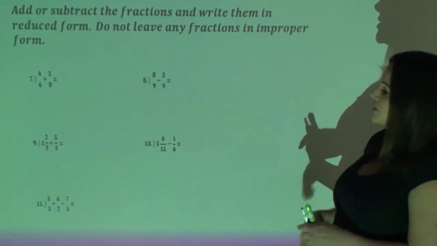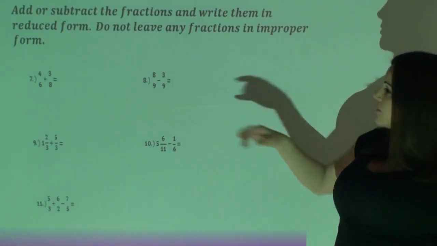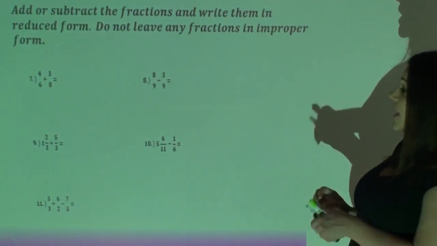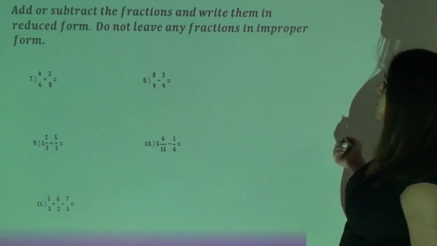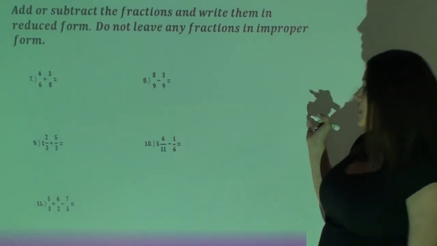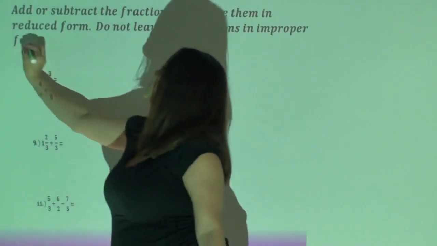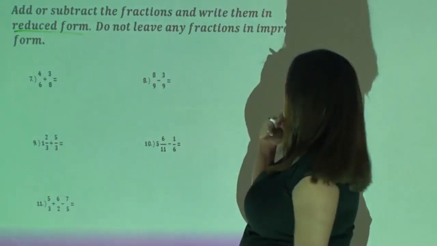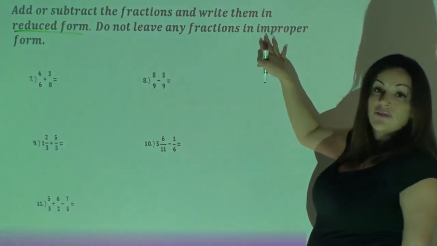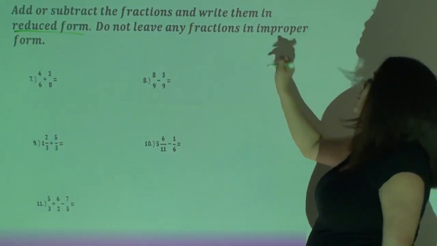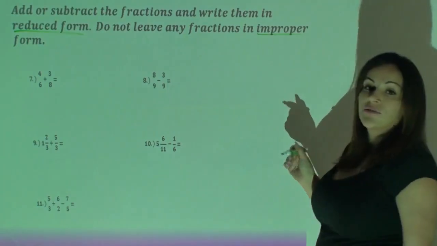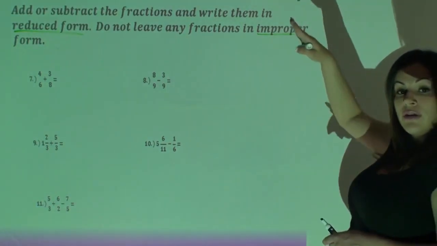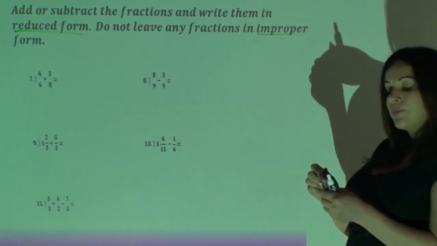So we're going to do some more exercises. We have 7 through 11. We're going to practice adding and subtracting. Now, one thing that we need to make sure to do is write them in reduced form. So we want to simplify our fractions as much as possible. Also, we don't want to leave any fractions in improper form. No improper fractions, and if you remember, that's where the numerator is greater than the denominator.